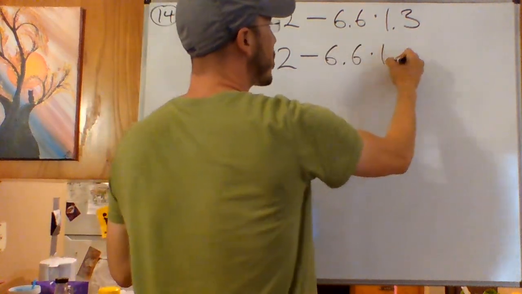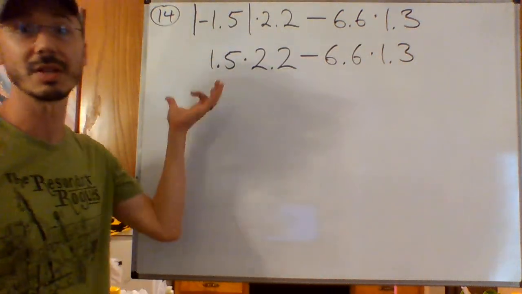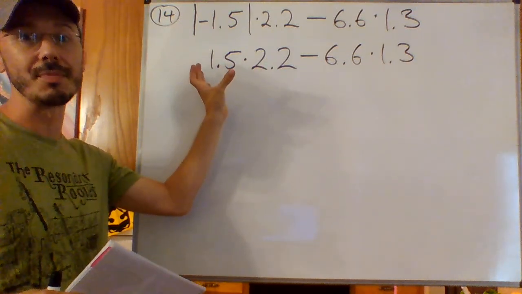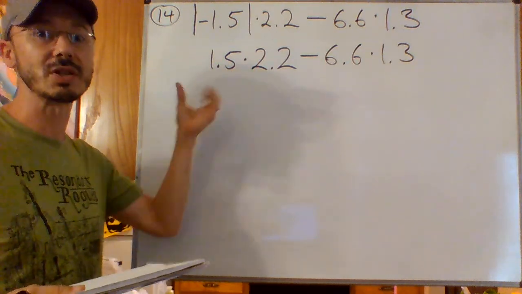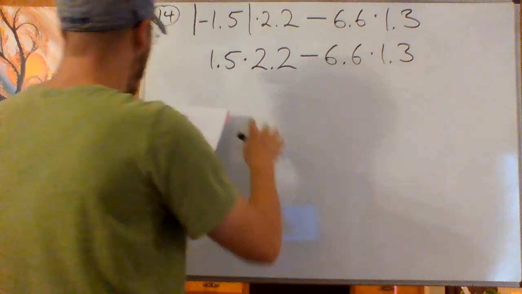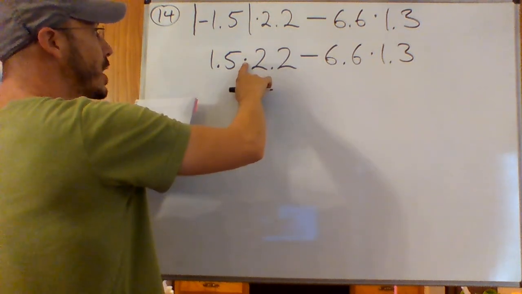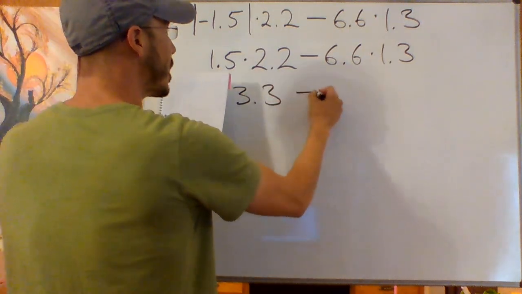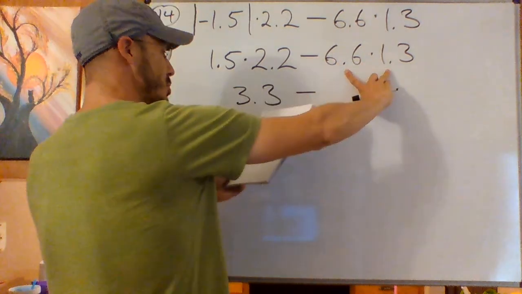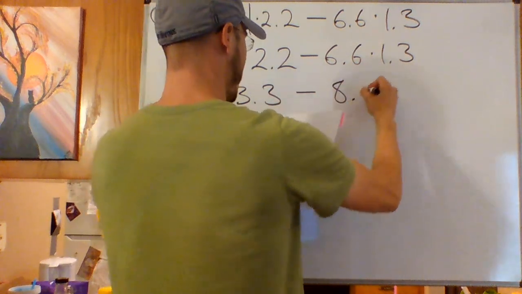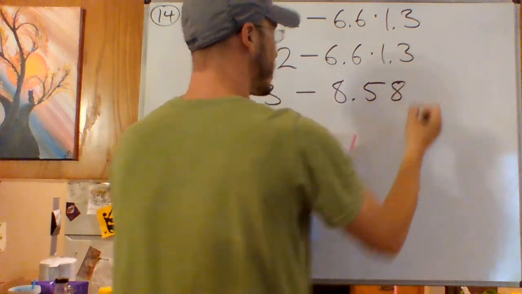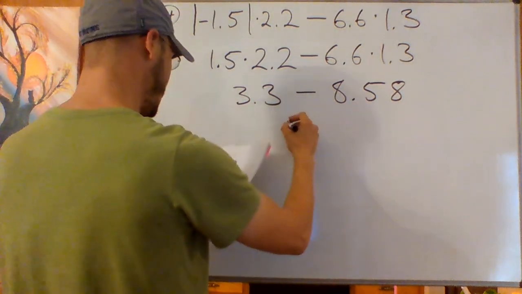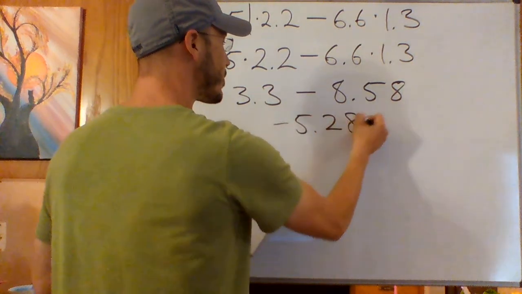minus 6.6 times 1.3. Now these are all two-digit numbers that I have to multiply. There's decimals, they're small two-digit numbers, but it's still much easier to do with a calculator. So I'm going to write down my products here. Multiplying 1.5 times 2.2, I get 3.3. Minus 6.6 times 1.3 is 8.58. And then if I do, again on the calculator, 3.3 minus 8.58, I get negative 5.28. And that's it.